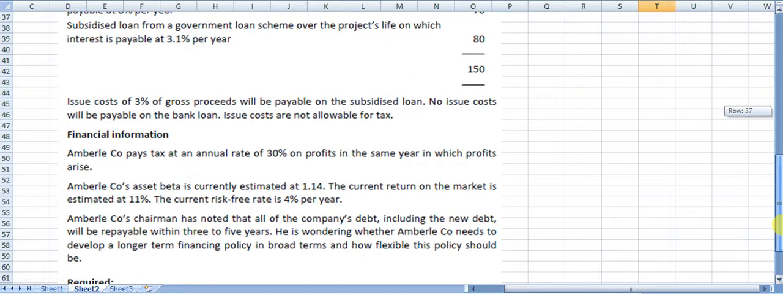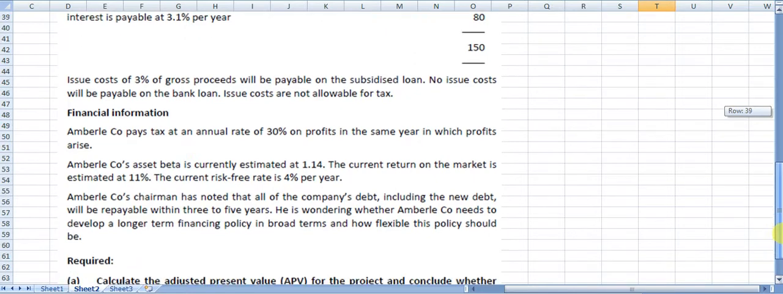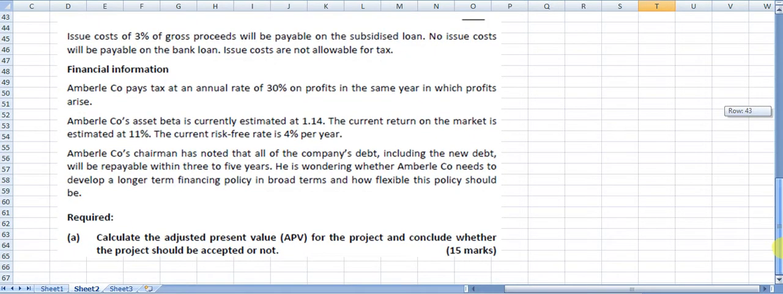Current return on the market is 11%, risk-free rate 4%. Chairman has noted that all of the company's debt, including new debt, will be repayable within 3 to 5 years. He is wondering whether Amberley Co. needs to develop a longer-term financing policy in broad terms. Calculate the adjusted present value for the project and conclude whether the project should be accepted or not.